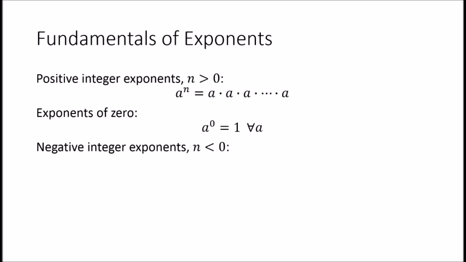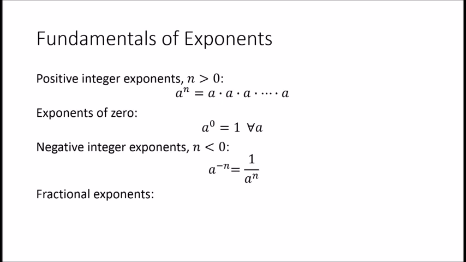If you have a negative integer exponent, all that means is that you need to take the reciprocal of a to that power. Now in this case, we're acting as if a is an integer, but this is true even if a is a fraction. So for example, if you had 2/3 raised to the -2, you would take that to be 3/2 raised to the 2nd power.